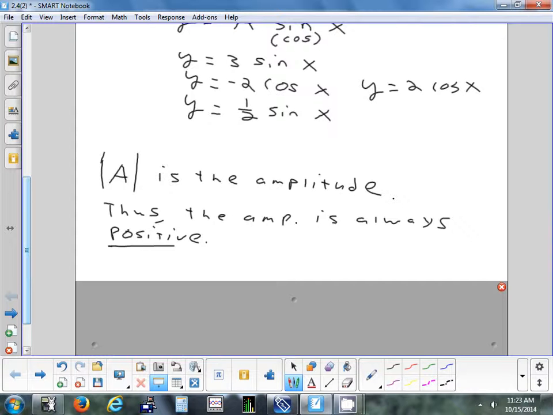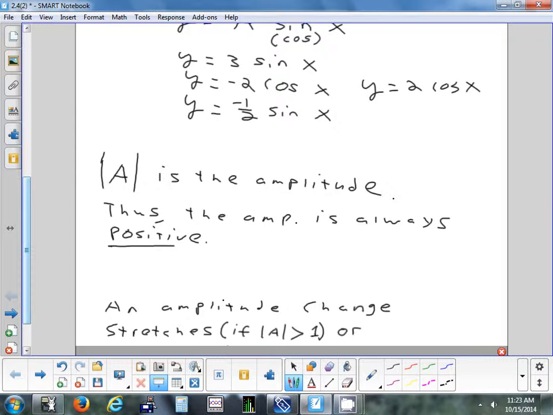How about someone else? What's the amplitude of half sine x? Josh? Half sine? Or half? Yeah, it's got to be a number, just a half. What would be the amplitude now? Half. Still a half. Okay. The negative is going to change the picture, but it doesn't change the amplitude.